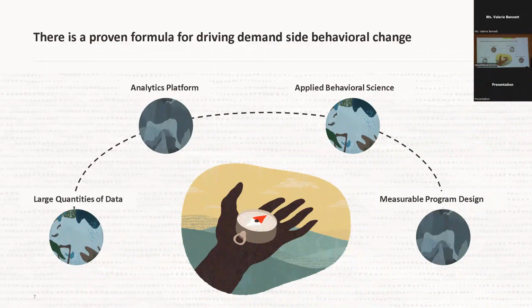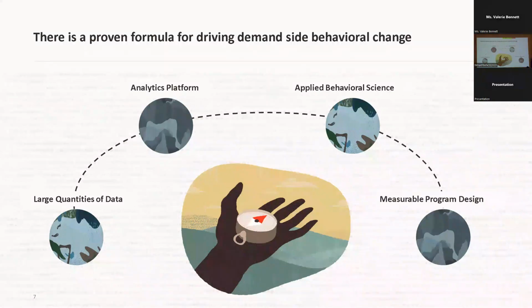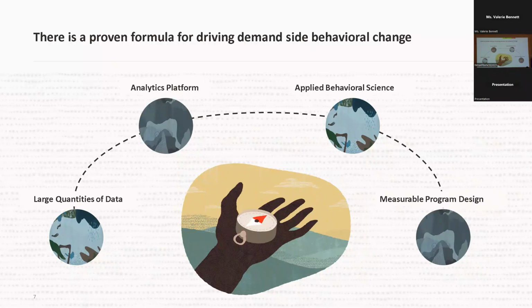But I think the most important point I want to make here is that if you don't build a measurable program design, you won't know if your technology is working. And if you don't know if your technology is working, you don't know when it breaks or how to fix it or how to improve it.